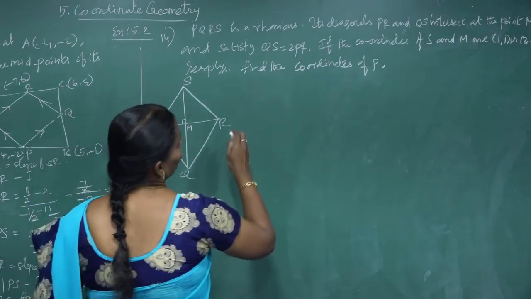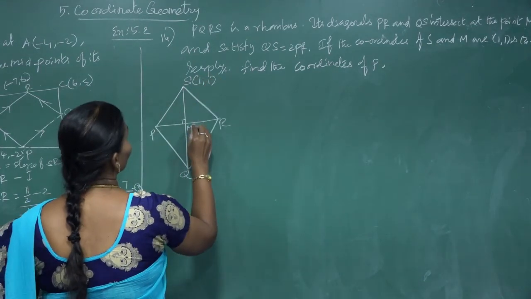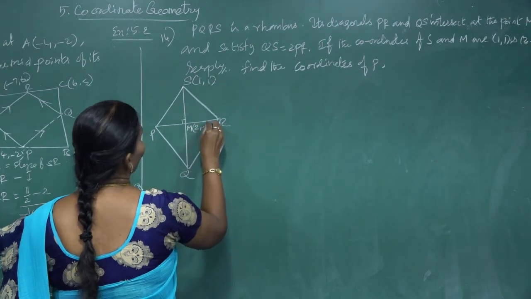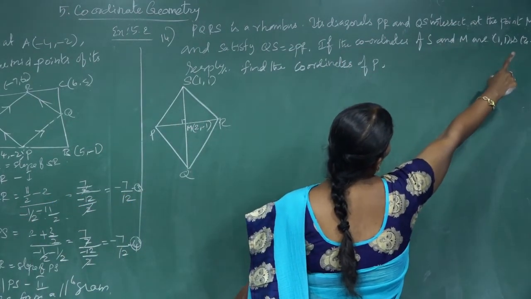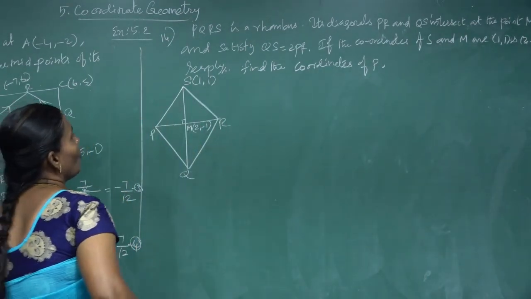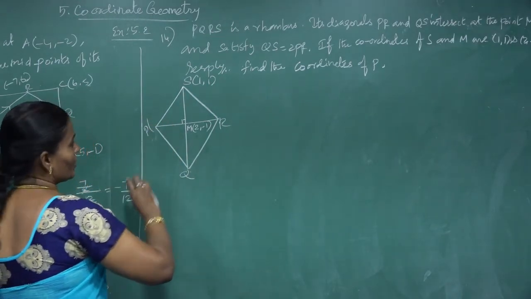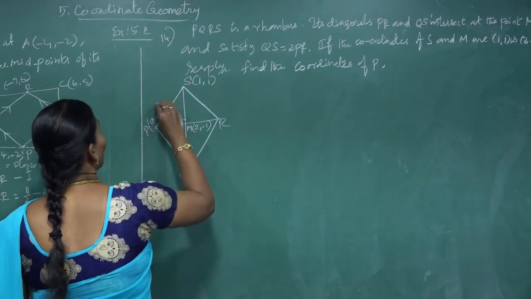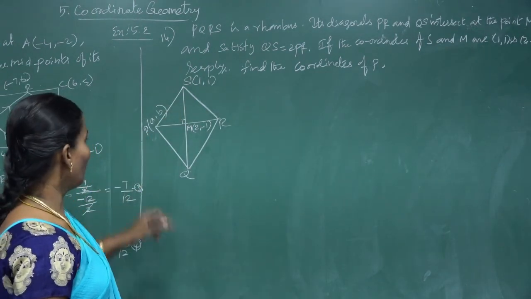Okay. So here S point is given 1, 1 and M is 2, minus 1. If the coordinates S and M are 1, 1 and 2, minus 1 respectively, find the coordinate of P. So here you consider the P coordinate is (a, b). That is unknown. So you have to find out this unknown.